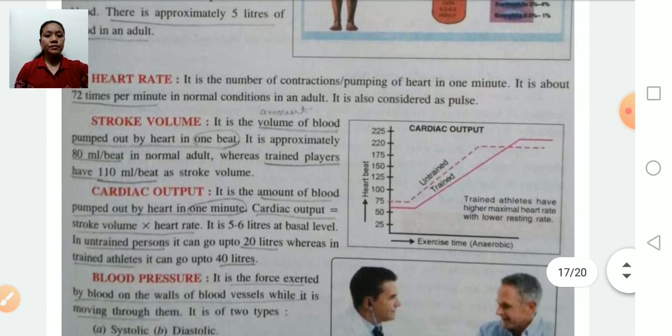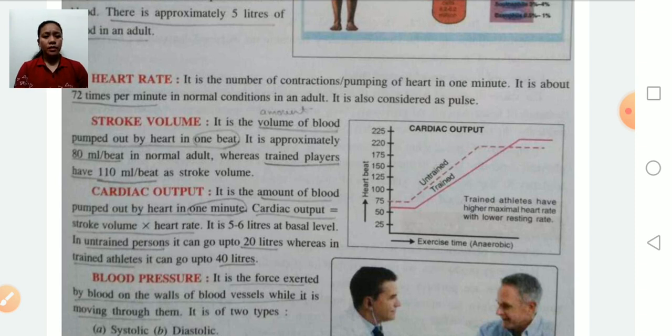Heart rate is the number of contractions or pumping of the heart in 1 minute. It is about 72 times per minute in a normal adult. How many times the heart pumps in 1 minute is approximately 72 times, and it is also considered as the pulse.